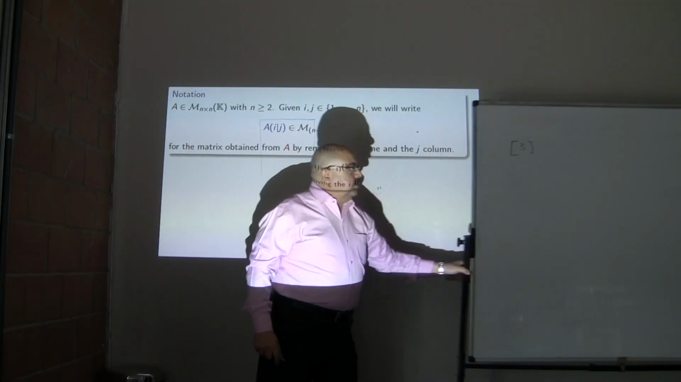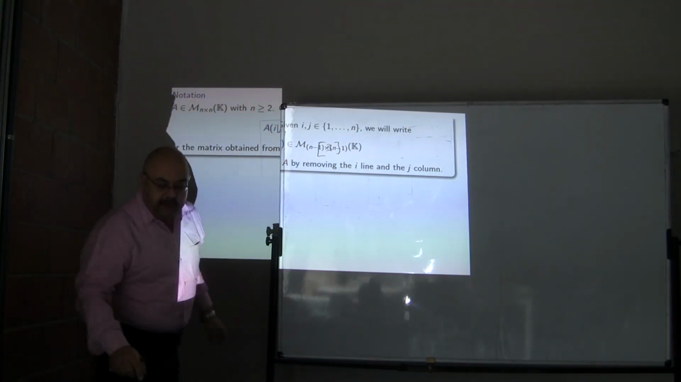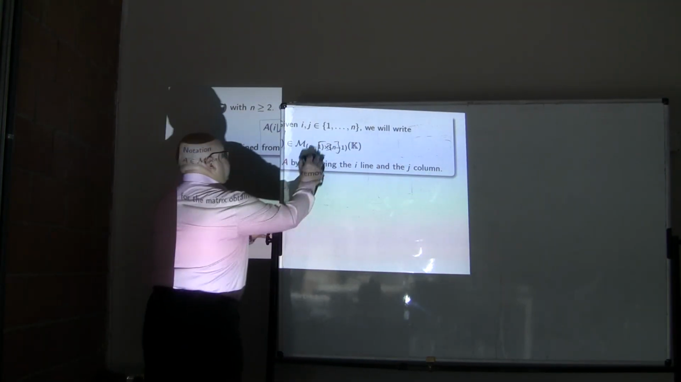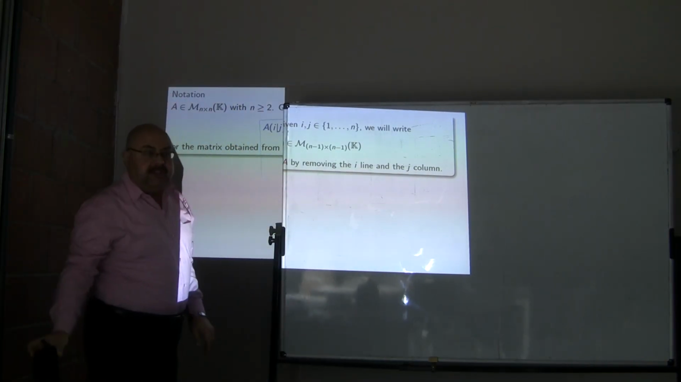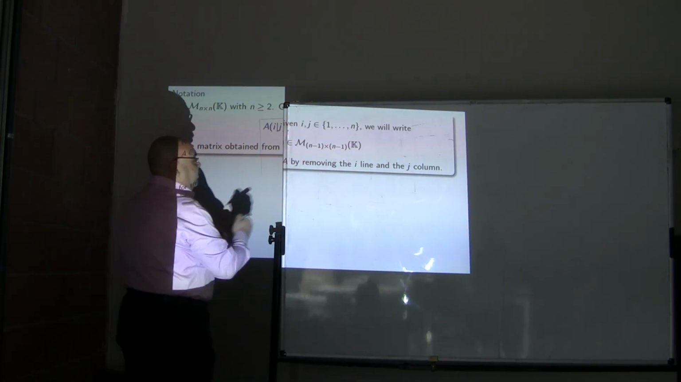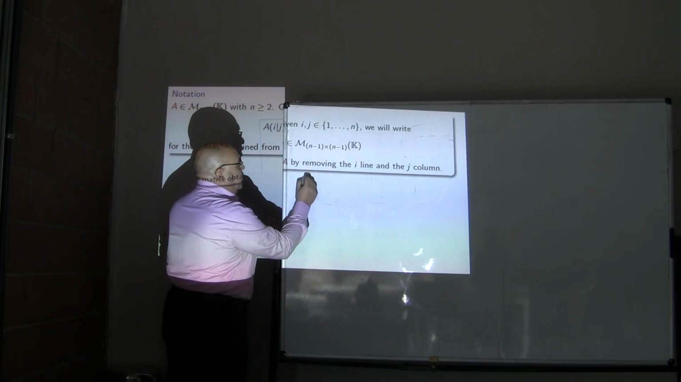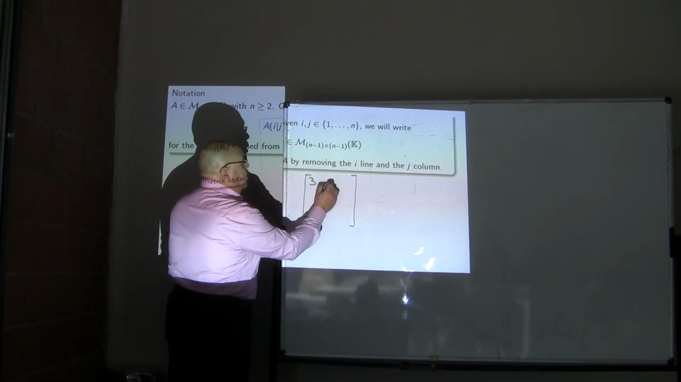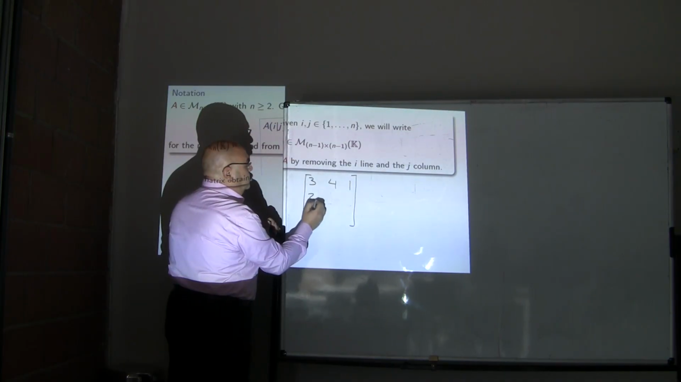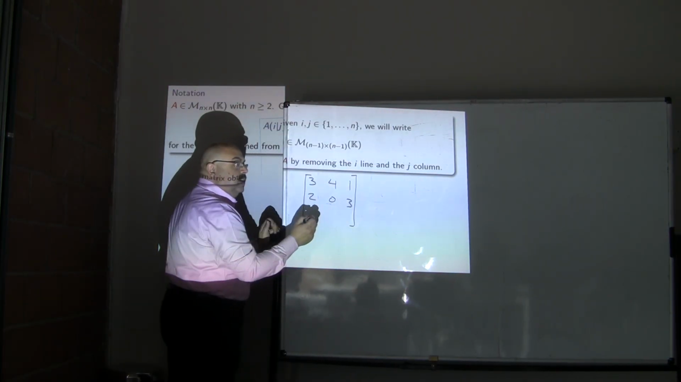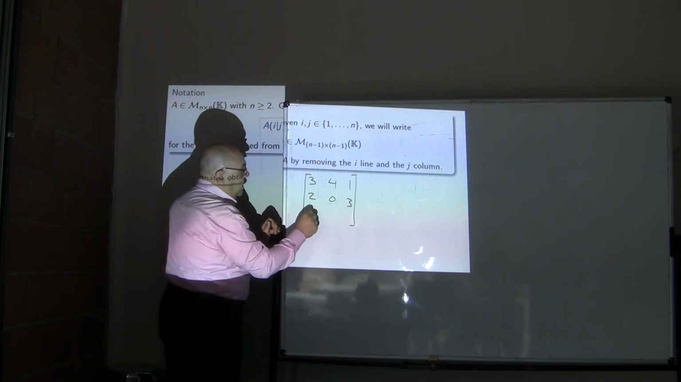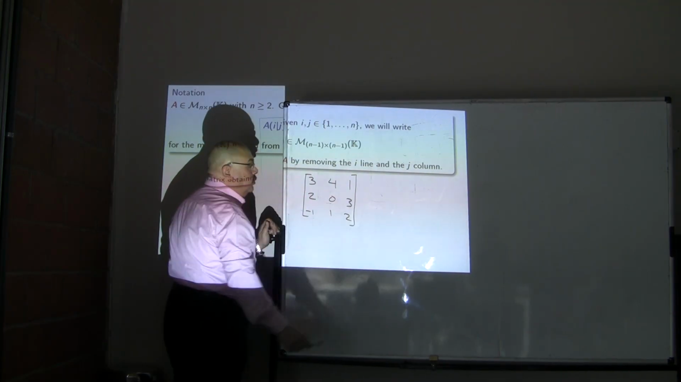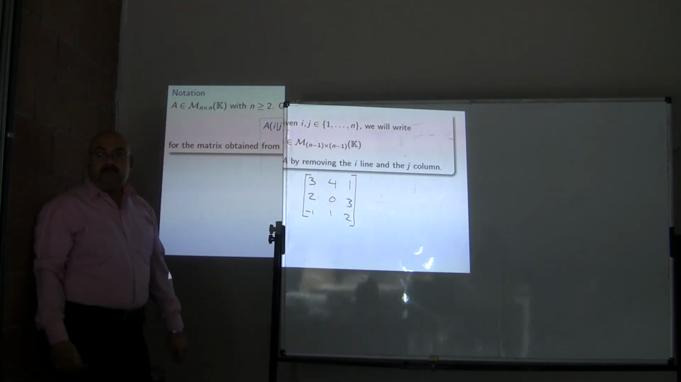For example, if I have a 3 by 3 matrix, which belongs to the set of n by n, here we go: 3, 4, 1, 2, 0, 3, negative 1, 1 and 2. That's a 3 by 3 matrix.